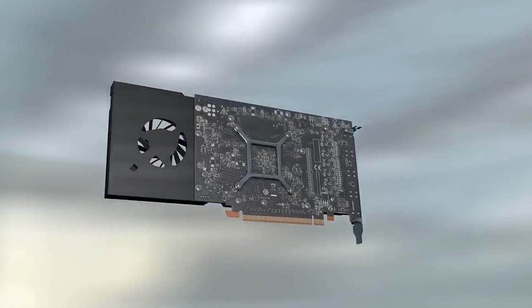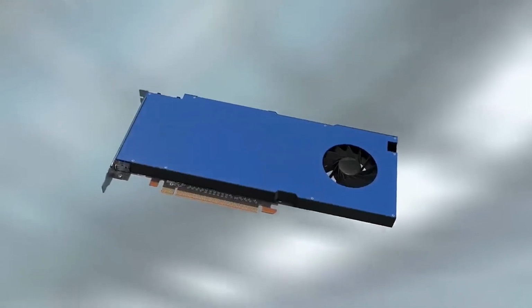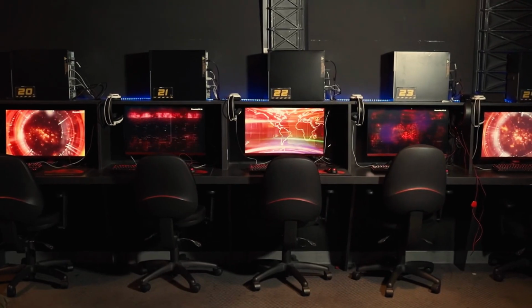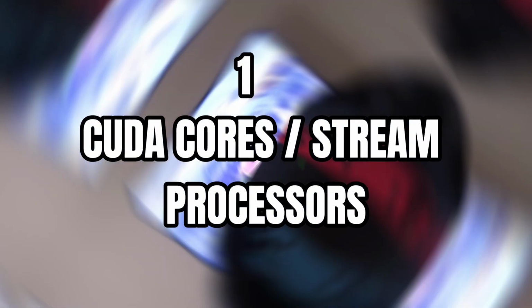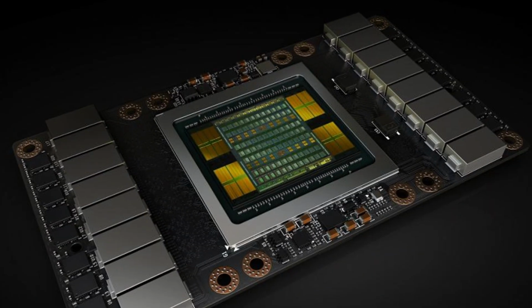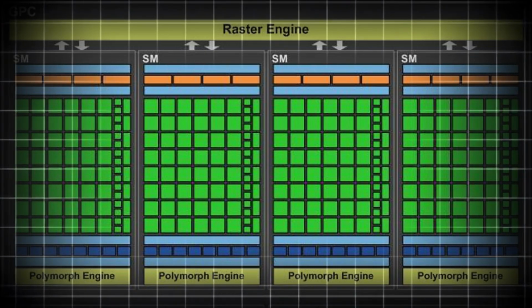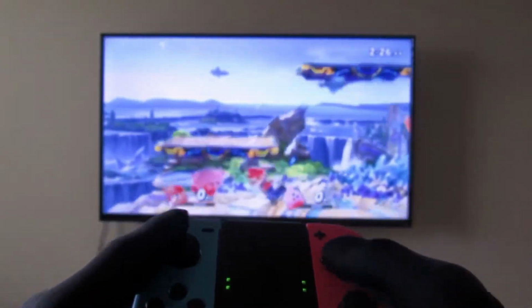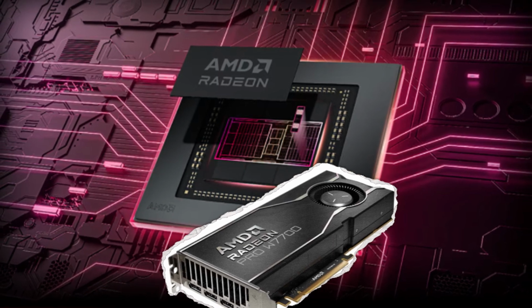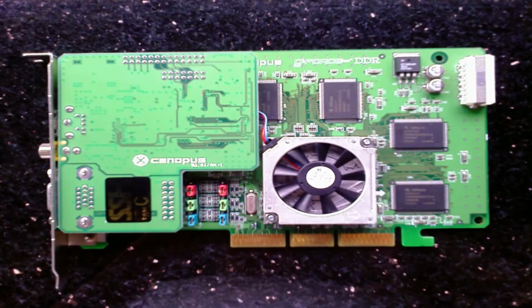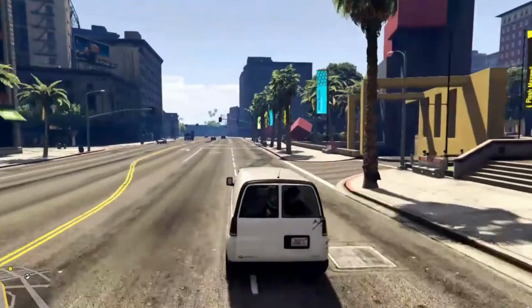Let's break down the architecture of a modern GPU into its core components and understand how each part plays a role in delivering the stunning visuals we enjoy on our screens. 1. CUDA cores, stream processors. The heart of any GPU are its cores, the small processing units that carry out the computations required for rendering images. In NVIDIA GPUs, these cores are known as CUDA cores, and in AMD GPUs, they are referred to as stream processors.